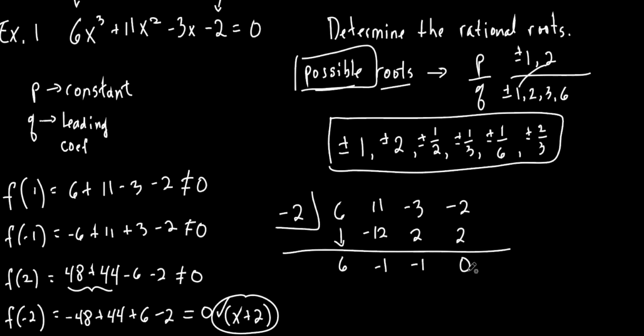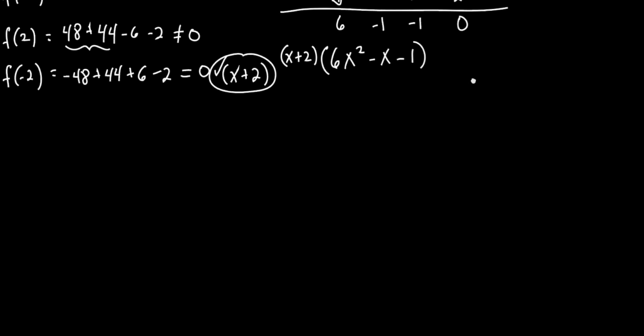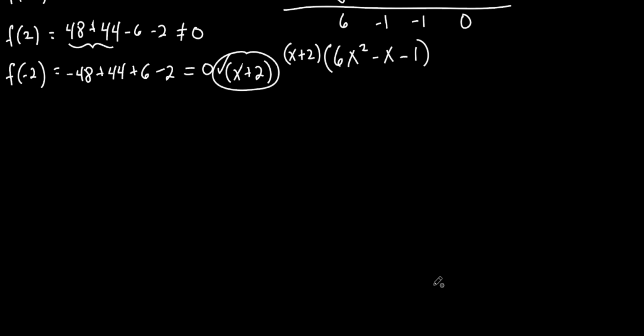All right, so what is this? That's our remainder, that's our constant, that's our x squared. So I've got 6x squared minus x minus 1, right? And this is being multiplied by x plus 2. Remember, that's my factor, and that's my factor. Are we finished? What do you think? Probably not. You probably could factor this, okay?